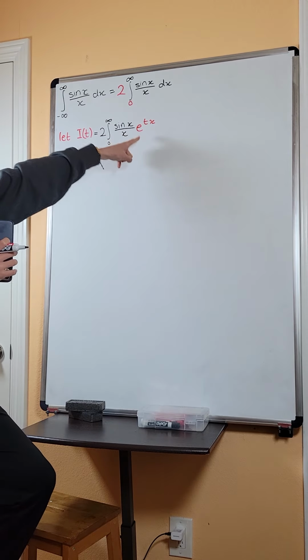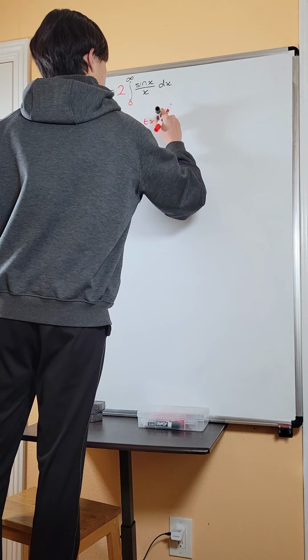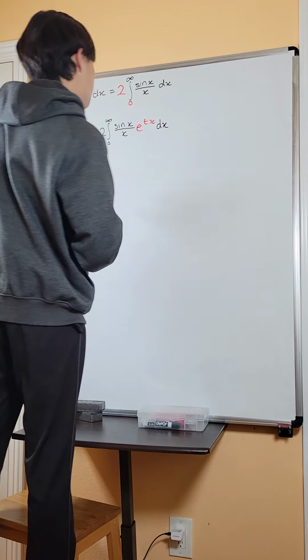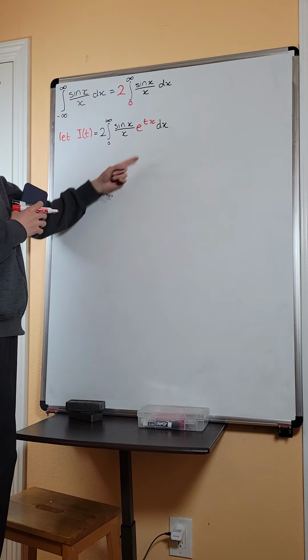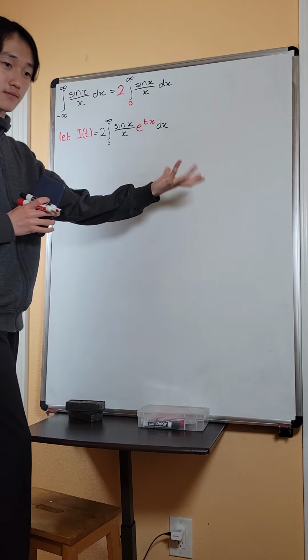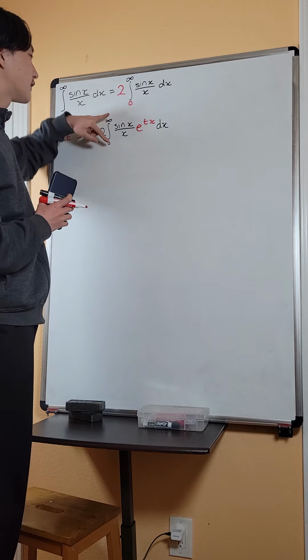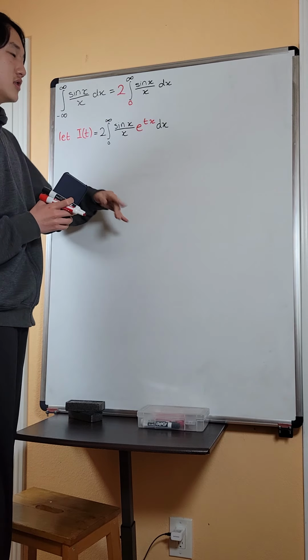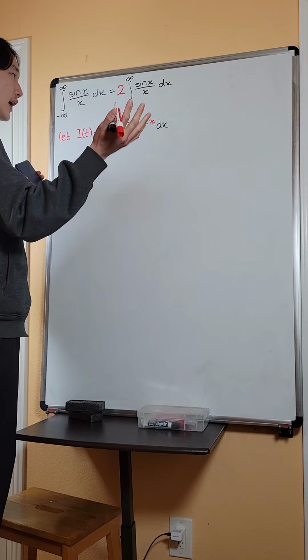So this might work. But one issue with this is that, well, on this interval, does it converge? It doesn't, right? E to the tx grows really, really fast. So it's never going to converge on this interval. Even if sine x over x approaches 0, this right here will not converge. So how do we do it?